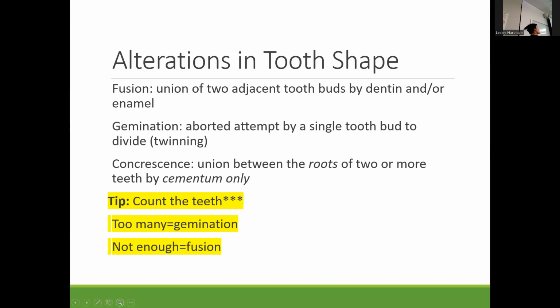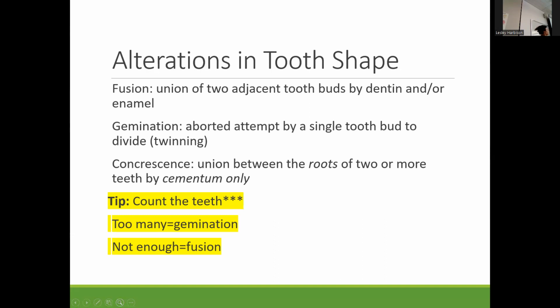So if you have four incisors, you'll just see three teeth, but one of them will look really big. So you'll know that two kind of came together. For gemination, you have one tooth that tries to divide, so you'll look like you have more teeth. It might look like there's five incisors instead of four.